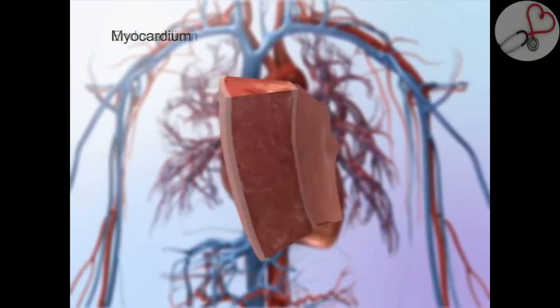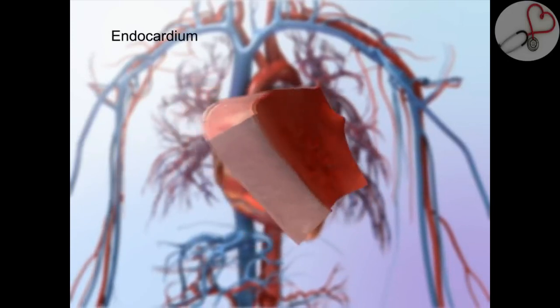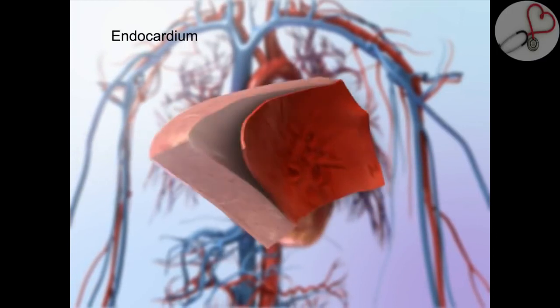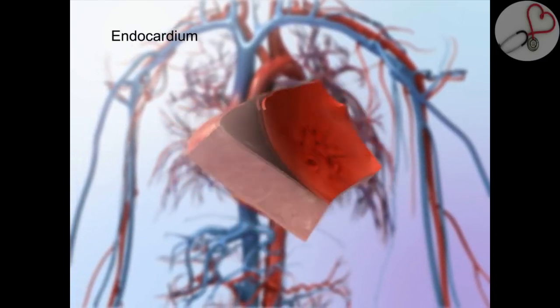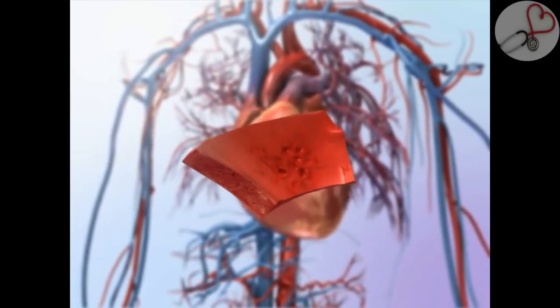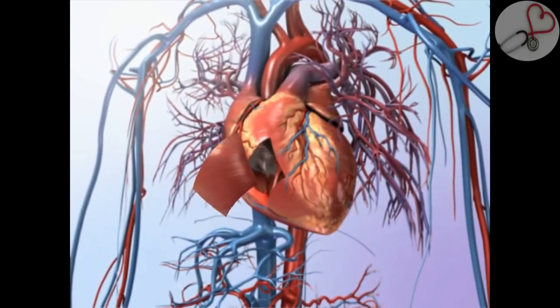Beneath the myocardium lies the endocardium, which forms the innermost layer of the heart wall. The endocardium lines the heart's internal structures and is continuous with the lining of blood vessels that attach to the heart. Together, these 3 layers of the heart wall aid contraction and relaxation as the heart beats.